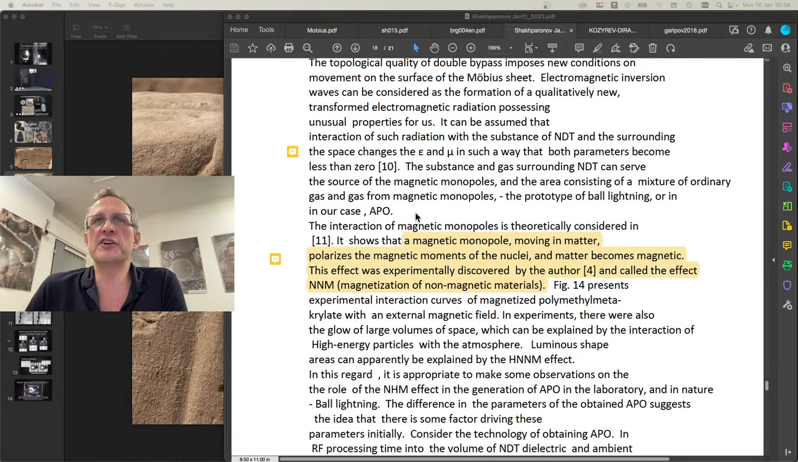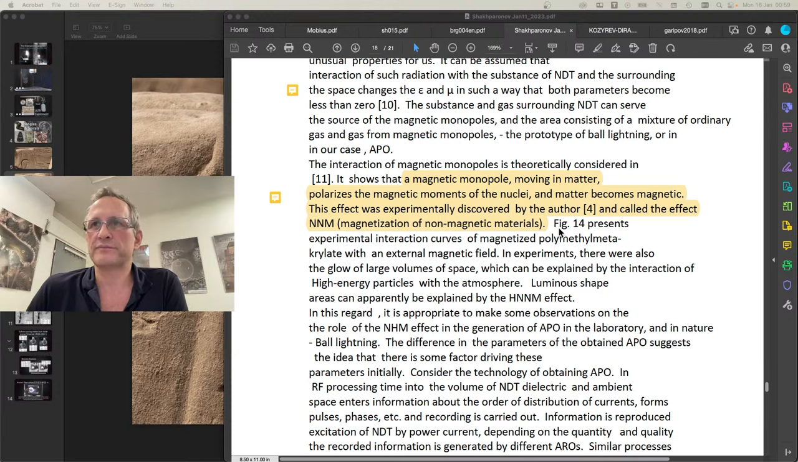Okay, and it's due to the permittivity and magnetic constant features. Okay, figure 4 presents experimental interaction curves of magnetized polymethyl methacrylate, that should have an H in it, I guess, with an external magnetic field. In experiments, there was also the glow of large volumes of space. Now, this is also something that was observed in Hutchison effects.